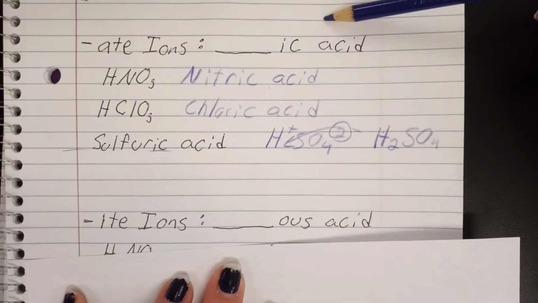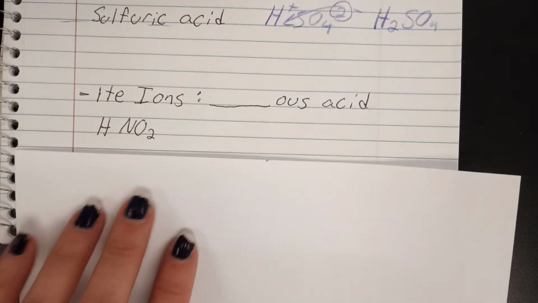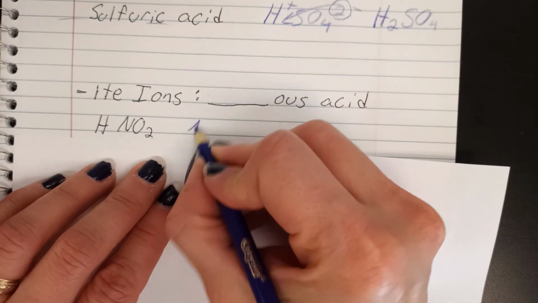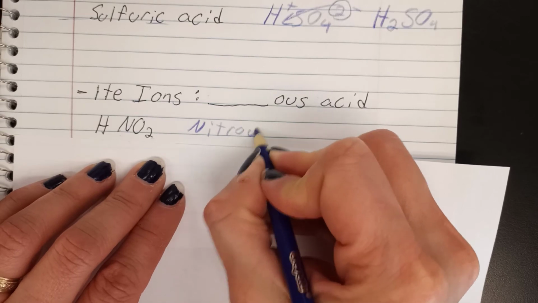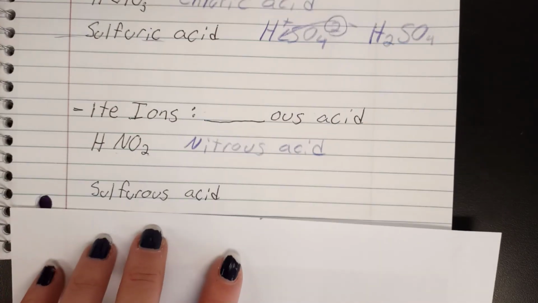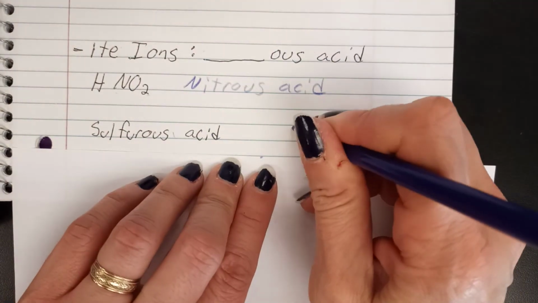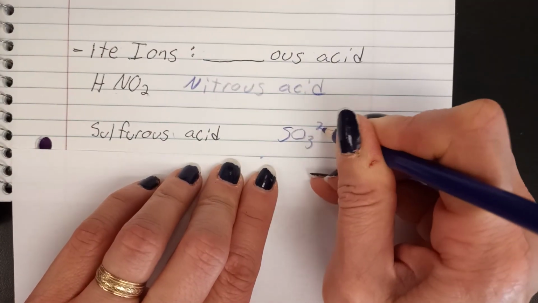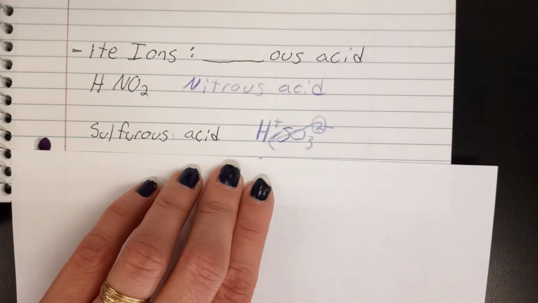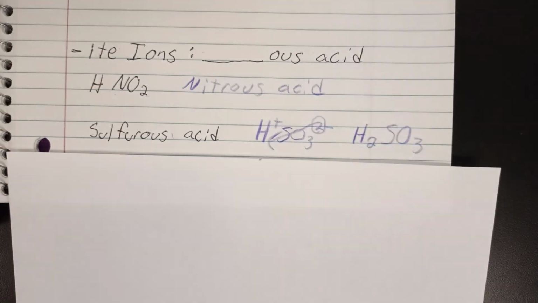Instead of ending our words in IC like before, we're going to end our word in OUS. So if I have HNO2, this is a nitrite ion, so I'm going to call it nitrous acid. And then the other way around, if I had sulfurous, it means I'm going to use the sulfite. So that's SO3 2-, and we start with an H+. As always, we're going to take this 2, bring it down there, and have H2SO3. And that's all there is to it.